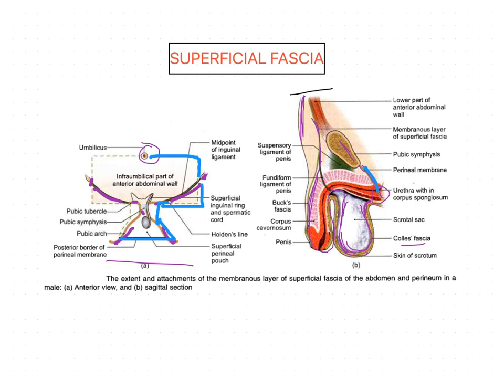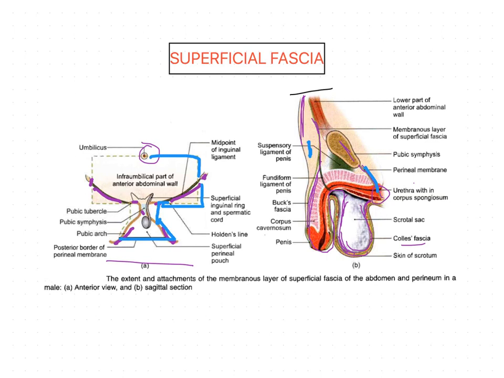So the superficial fascia as a whole contains an extremely variable quantity of fat, which tends to accumulate in the lower part of the abdomen after puberty, and also cutaneous nerves, cutaneous vessels and superficial lymphatics are the contents of the superficial fascia. Another important structures related to this membranous layer are the suspensory ligament and fundiform ligament of penis or clitoris.